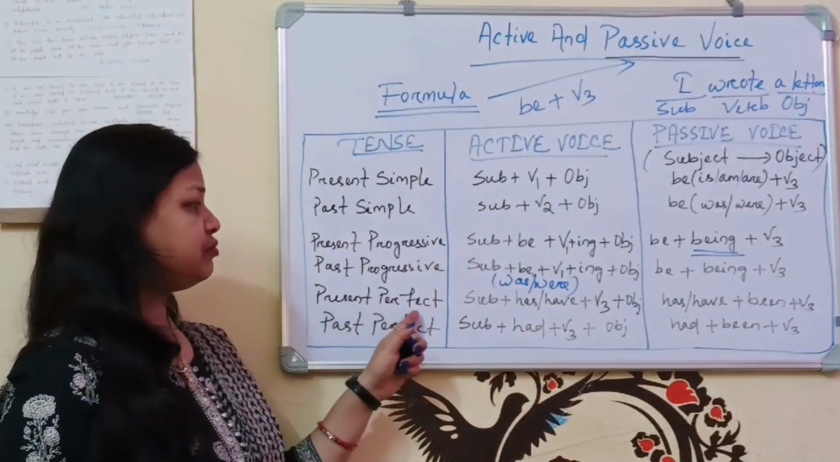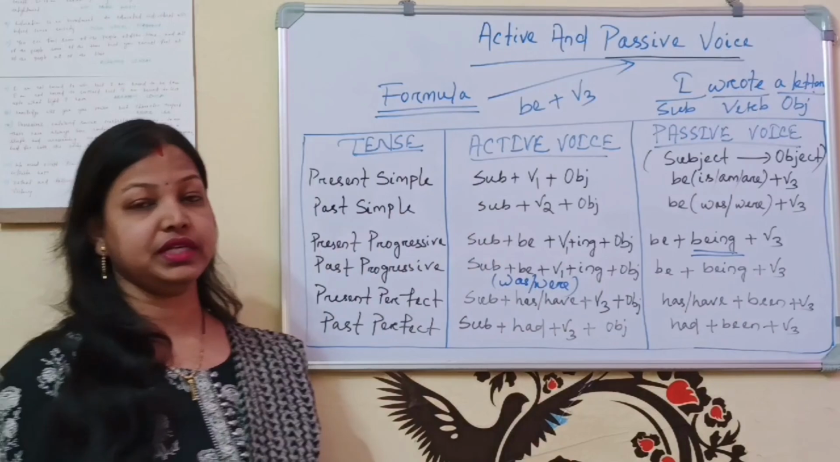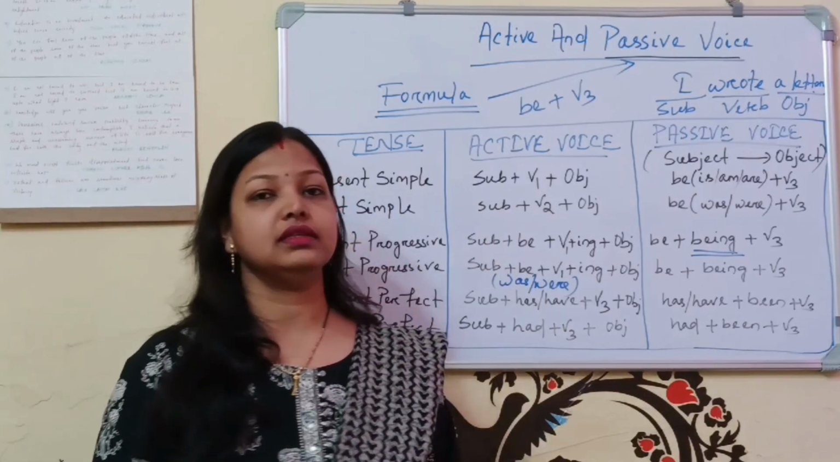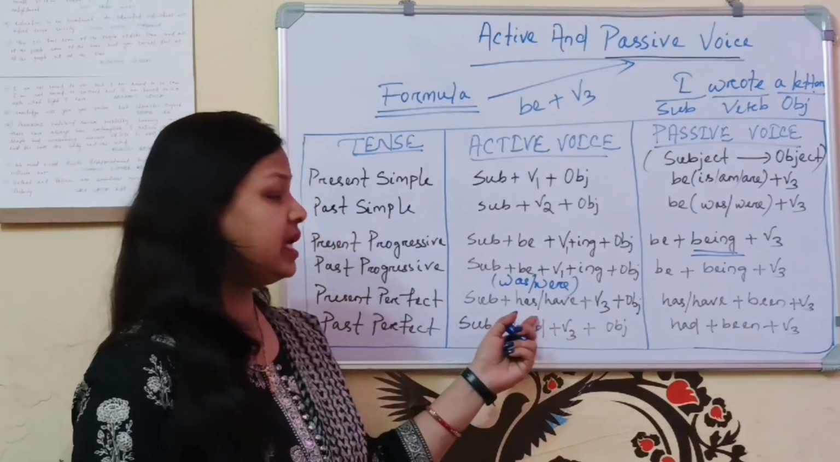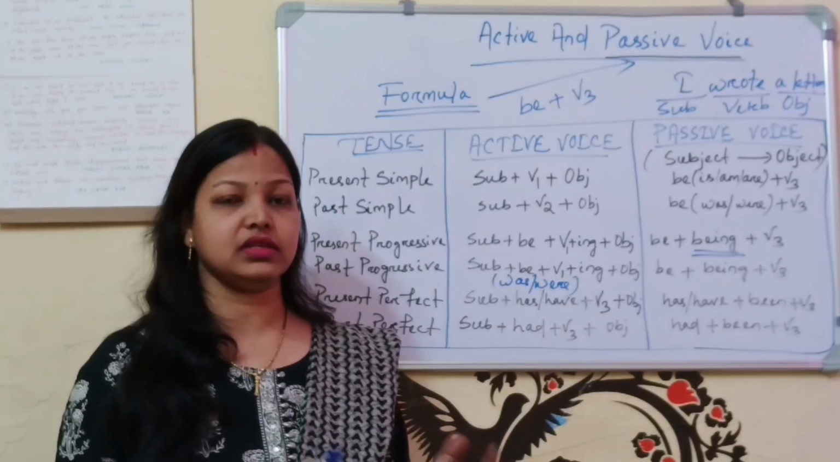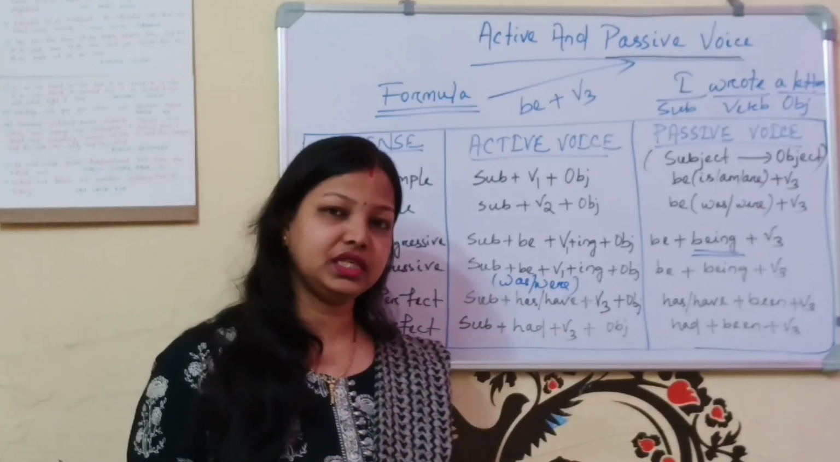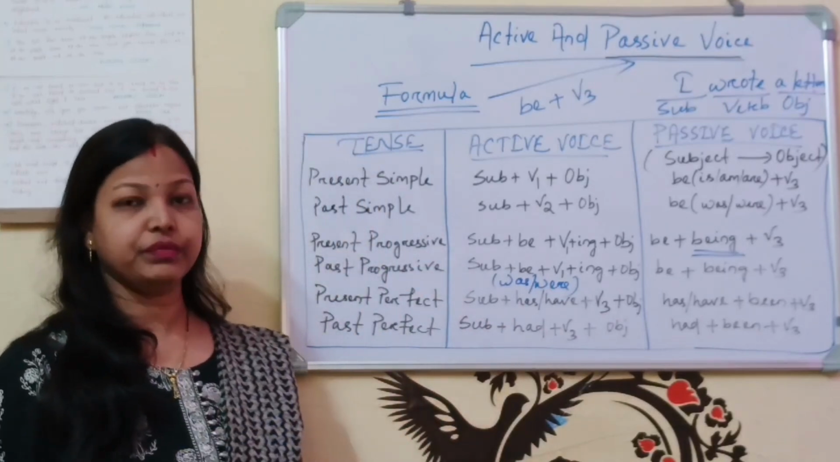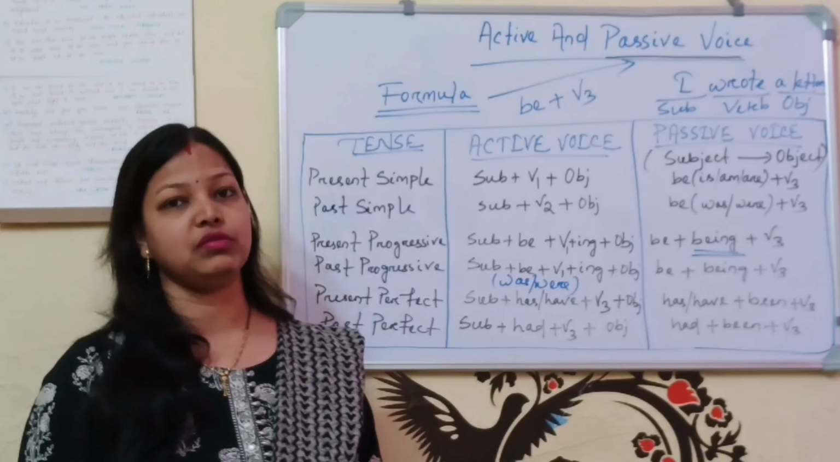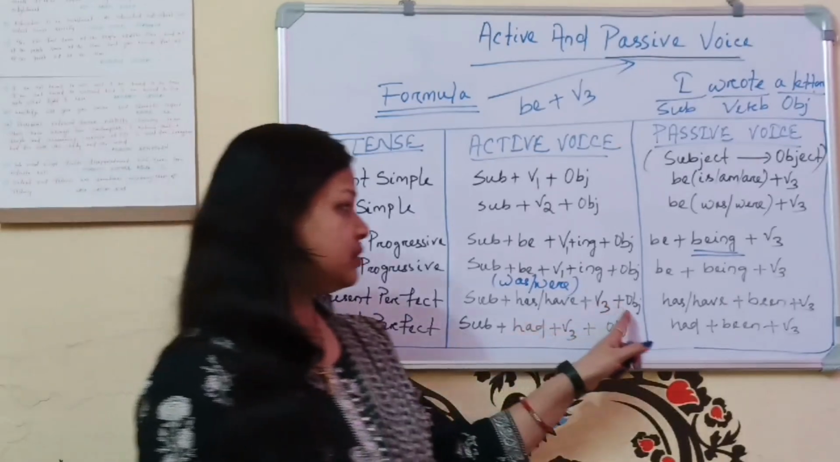Next you see present perfect. So what is perfect tense? Just recall that it is subject plus has or have plus verb 3. With has and have we already use verb 3; whatever the verb is, we use its past participle form, plus object.